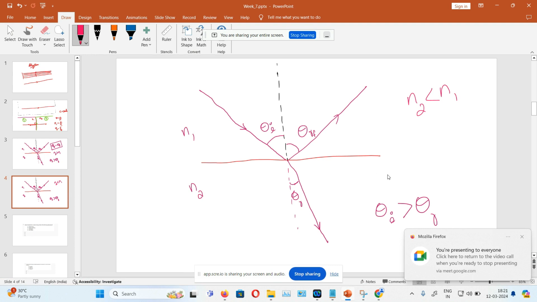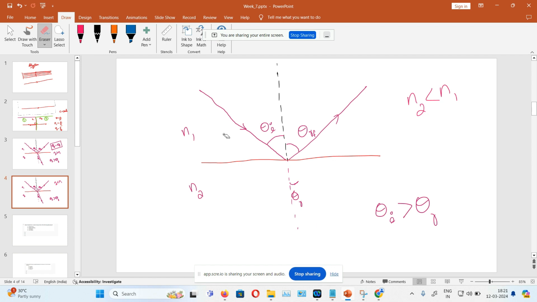Okay. What happens if the refractive index n1 is greater than n2, or n2 is less than n1? The velocity of light in medium 1 is lower, and the velocity of light in medium 2 is higher. In that case, n2 is less than n1, and the refracted ray will bend away from the normal.